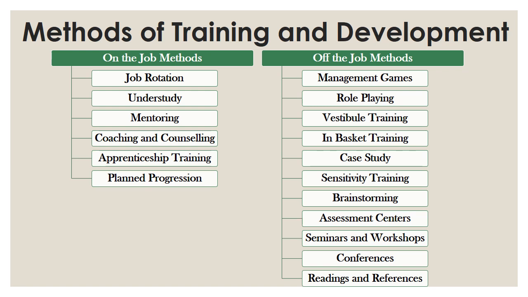So what are the on-the-job methods? The first on-the-job method is job rotation. What is job rotation? Employees are transferred from one job to another. So for example, a person in a bank who is doing the passbook work is shifted to the cash counter, right?